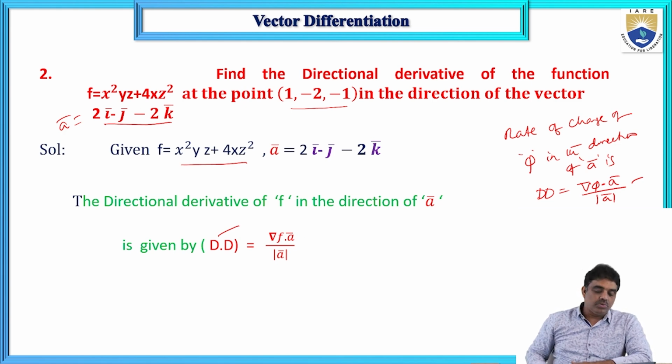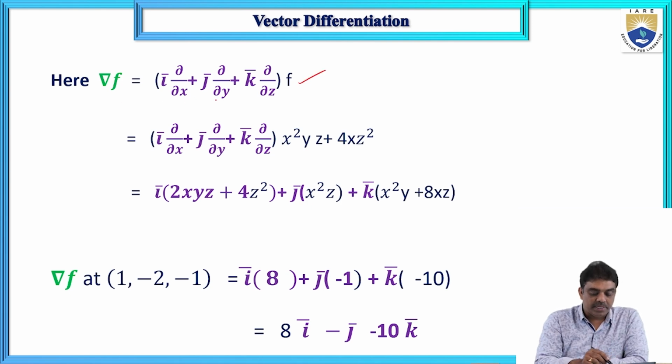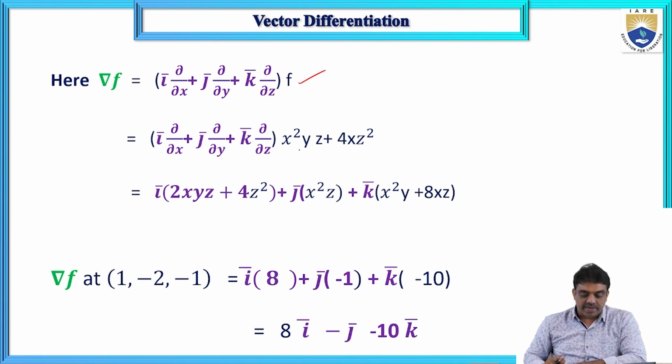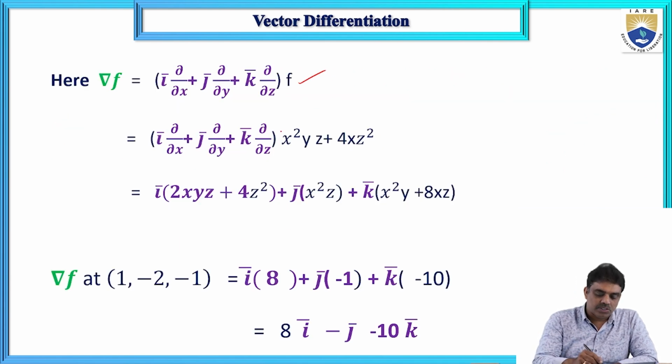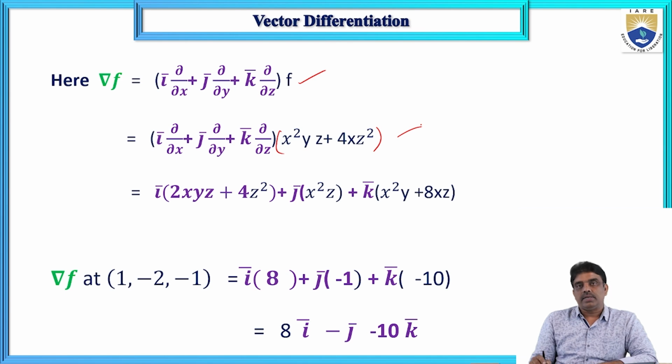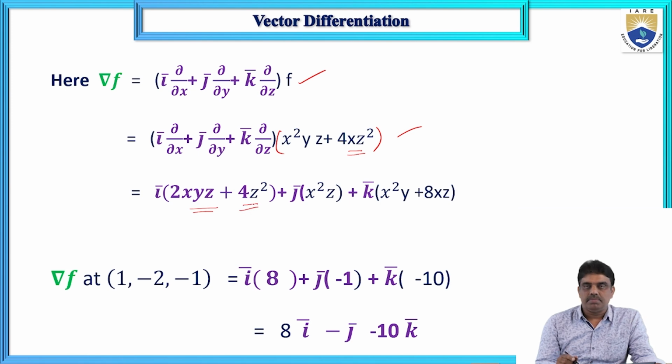So now first to calculate is grad f. So how to find grad f? Grad f is i bar dou by dou x plus j bar dou by dou y plus k bar dou by dou z of f. So f is x square yz plus 4xz square. So first operating with dou by dou x on the entire function with respect to x: x square gives 2x, yz as it is, 2xyz. Am I right? Here with respect to x, x will be 1, 4z square will be the term.